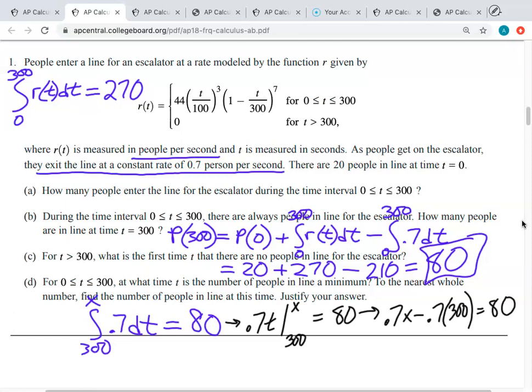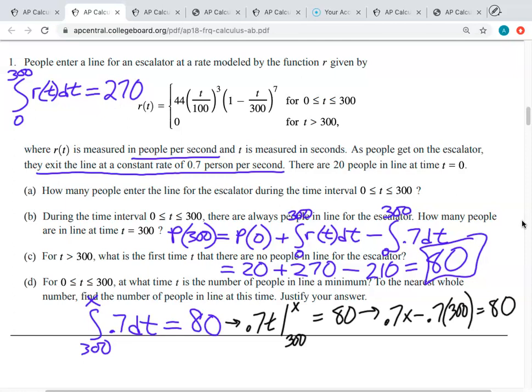All right, are we ready for part D? Kostya, you ready? Okay. For times from 0 to 300, at what time t is the number of people in line a minimum?